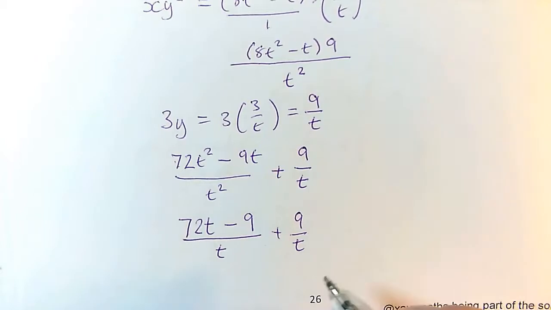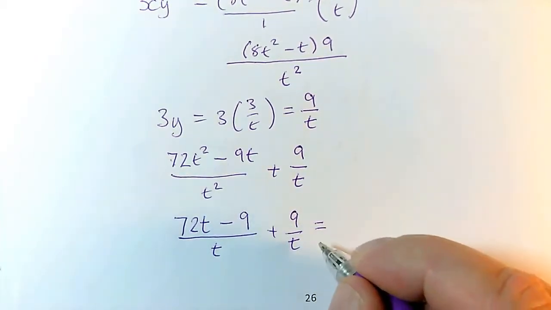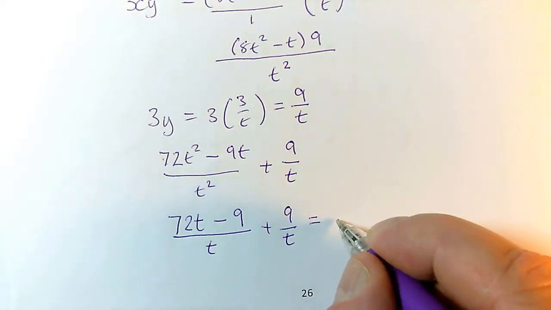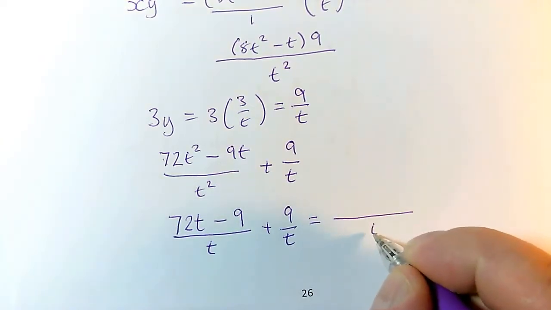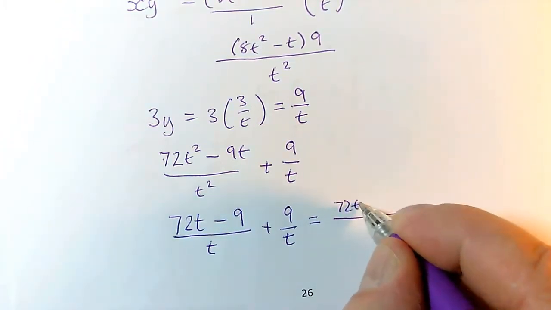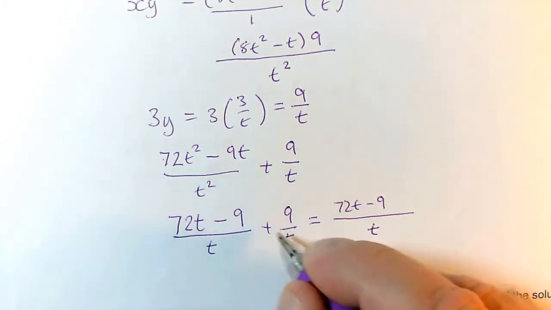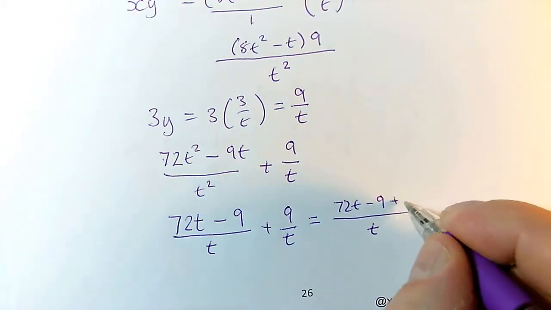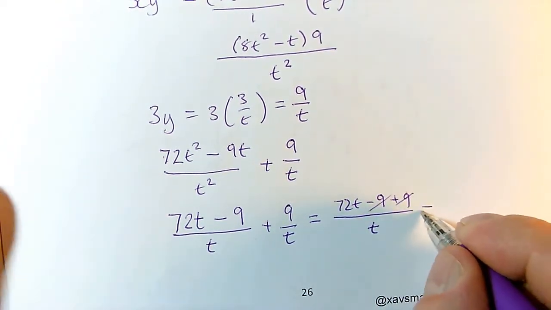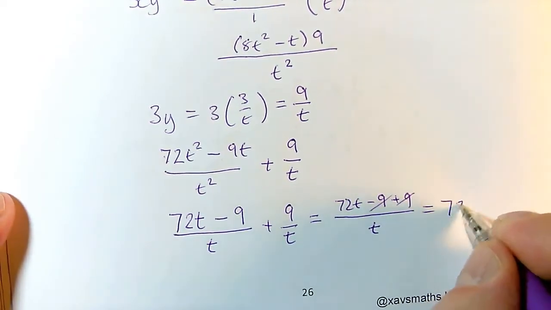Oh, but now I can see something nice is going to happen. I can now add these two fractions. It's a show that question, so let's put in all the steps and be really convincing. So they've both got a common denominator of t, and on the top I've got 72t, I've got minus 9, and then I've got plus 9 over t, so that's plus 9, and these cancel. So I get 72t over t, which of course is just 72.